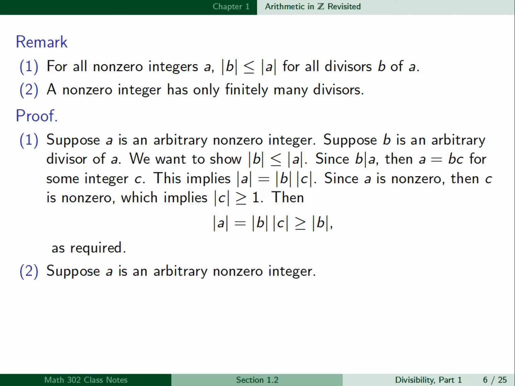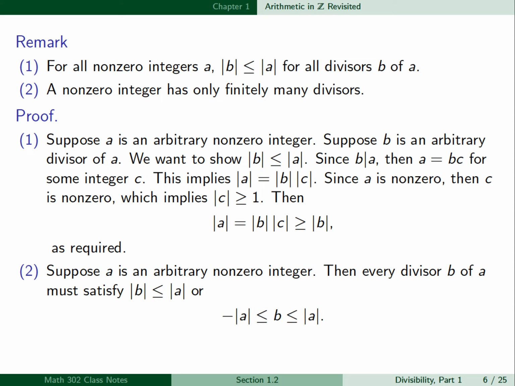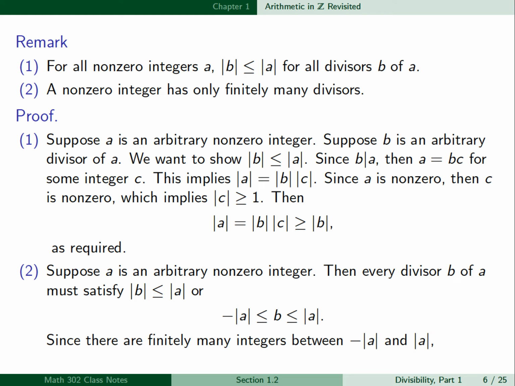Now for 2, we'll suppose that a is an arbitrary non-zero integer, and we want to show that it has only finitely many divisors. Well, every divisor b of a must satisfy the inequality in 1 that absolute value of b is less than or equal to the absolute value of a. And this can be written in the form minus the absolute value of a is less than or equal to b is less than or equal to the absolute value of a. Now since there are only finitely many integers between minus absolute value of a and absolute value of a, then there are only finitely many divisors of a, and that proves 2.